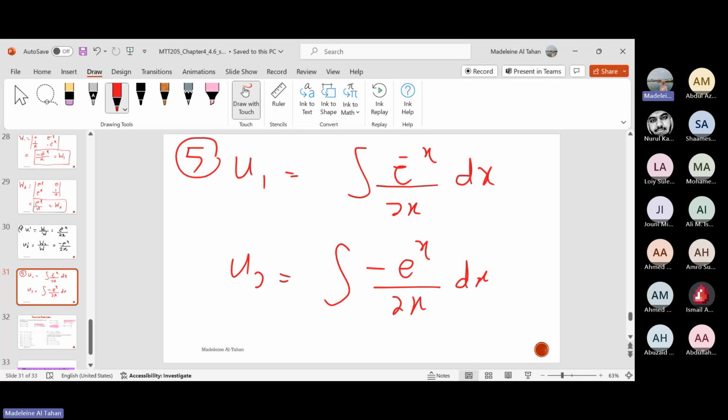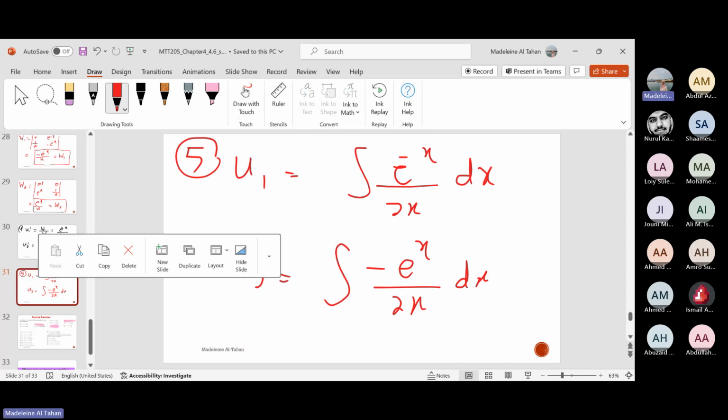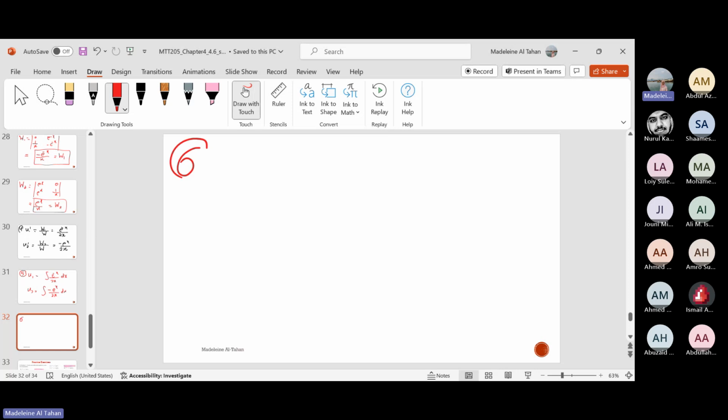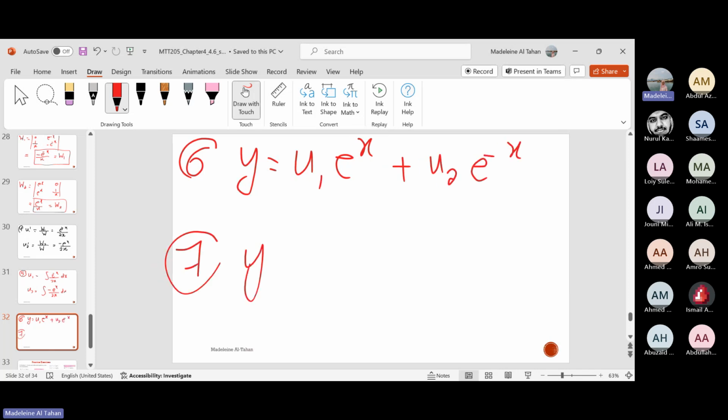These integrals, we will not get an elementary function when we are integrating them. Because of that, they do not follow a rule that we learned, so we keep them the same. Okay? And step number 6, we write y_p equal u1 multiplied by y1, which is e^x, plus u2 multiplied by e^(-x). And step number 7, we will write y equal y_h plus y_p.